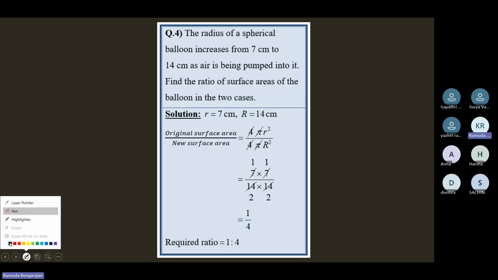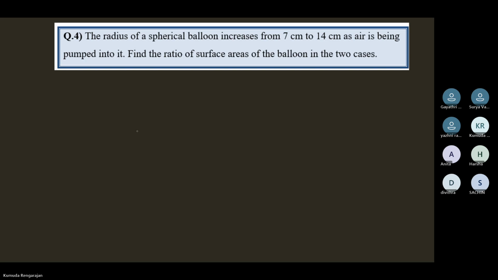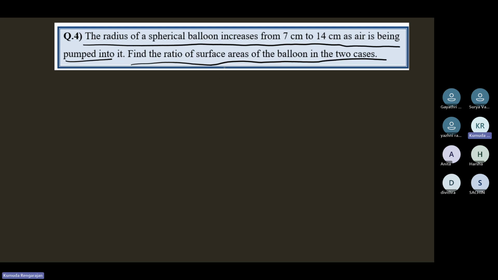Okay. In this question, the radius of a spherical balloon increases from 7 centimeters to 14 centimeters as air is being pumped into it. Find the ratio of the surface areas of the balloon in the two cases. You don't have to find the surface area. You should just find the ratio of the surface areas.